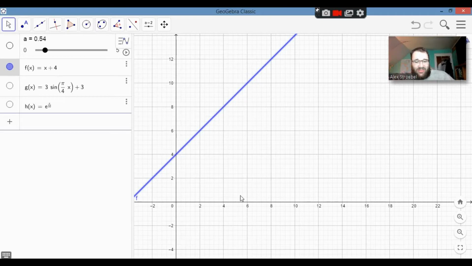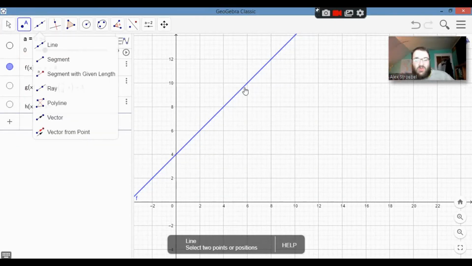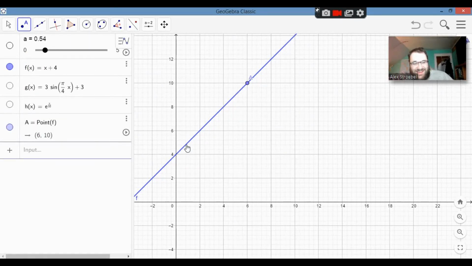So if we look at the limit as x approaches 6, which would be at this point, we can see that it's getting closer and closer to the value of 10. And on this side, when you go down the line, it gets closer and closer to the value of 10. And if you were to plug in 6 for x, f of 6 is 6 plus 4, which is 10. So in this case, the limit as x approaches 6 of the function x plus 4 would be 10.